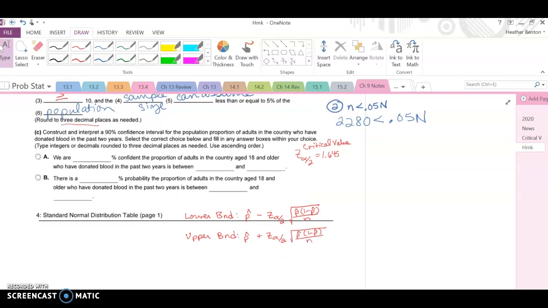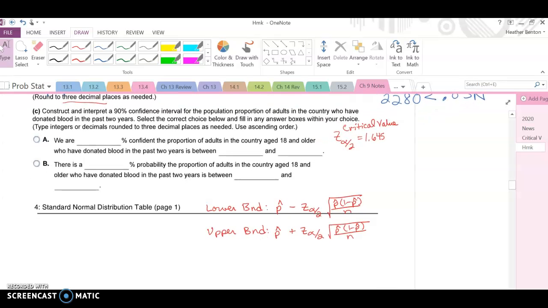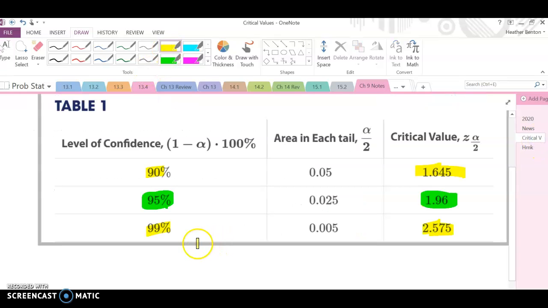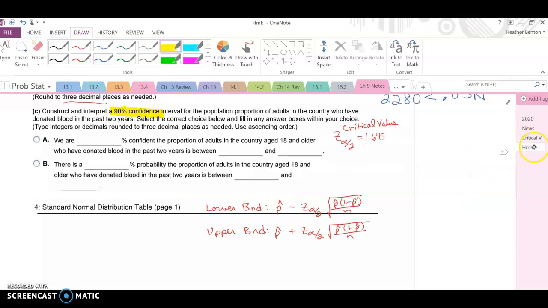All right, so then in part C, construct and interpret a 90% confidence interval for the population proportion of adults in the country who have donated blood in the last 2 years. Select the correct choice below and fill in any answers within your choice. So 90%, if we go to the critical value chart, 90% is 1.645. So I wrote that down for us here so that we would remember that. And then we're going to go do our confidence interval.